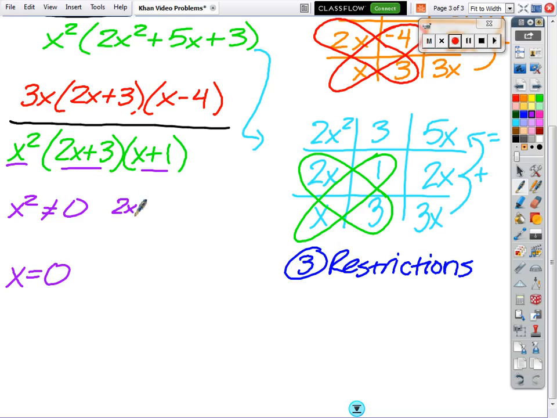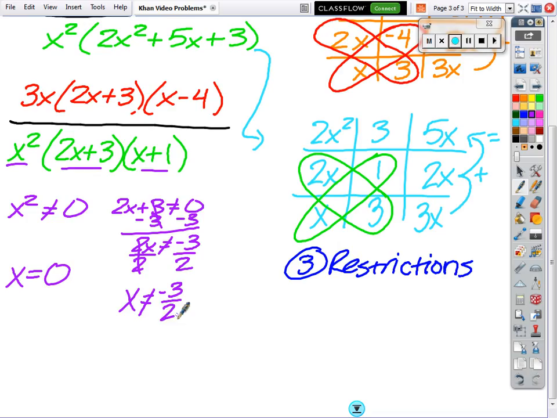If I say 2x plus 3 cannot equal 0, with a quick 2-step equation, divide by 2. So we have x cannot equal negative 3/2. And then finally, x plus 1 cannot equal 0. Simply subtracting 1 from both sides. x cannot equal negative 1. So these are our 3 restrictions. Again, because our denominator has these factors, if any of these values are 0, the entire product is 0.